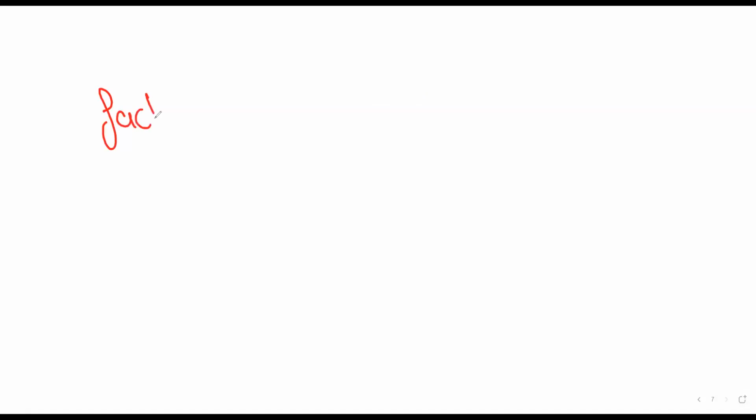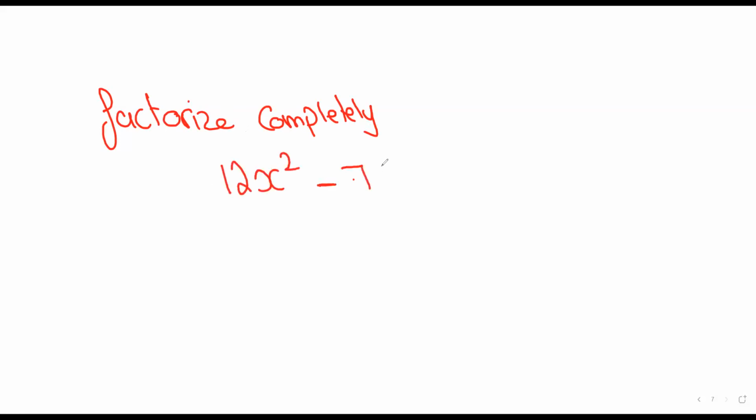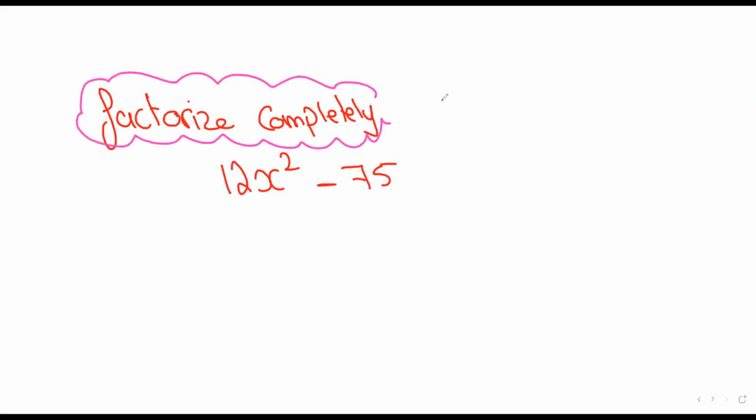For example, it says to me: factorize completely. Actually, I will probably make another video for the single fraction, as this one would be very long. It says factorize completely, for example, 12x power 2 minus 75. Now, how do I know that this is a double factorization question?